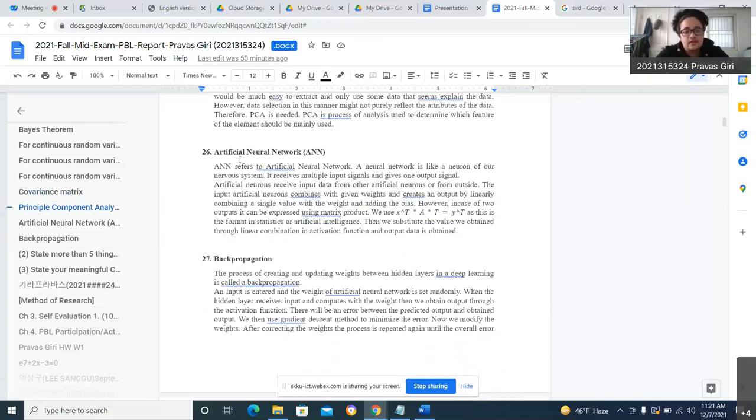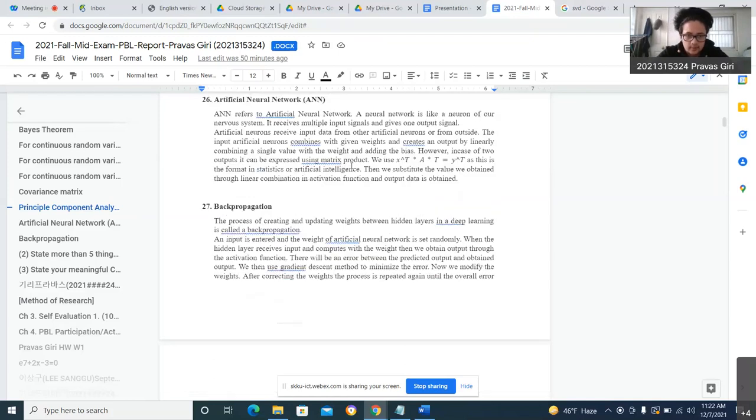We discussed artificial neural networks. They work like how neurons in our body work. An artificial neuron receives multiple inputs and produces one single output. After the neuron receives input data from other artificial neurons, the inputs are combined with the given weights, linearly combined into a single value, and biases are added. Then we substitute the value we obtain through linear combination into an activation function, and the output is obtained.